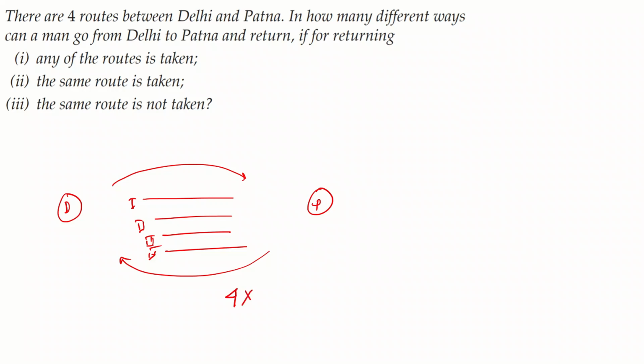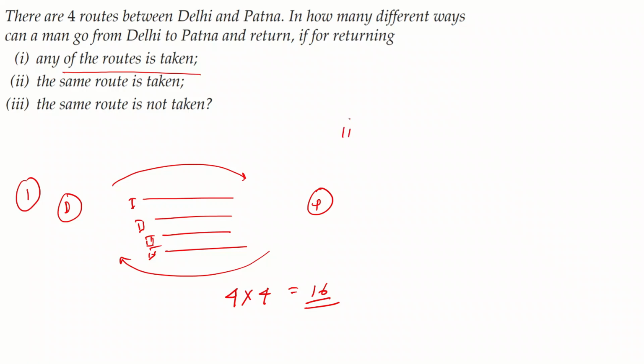And when this is done, remember I'm focusing on this done. Please make sure that you have seen the previous videos on why I'm focusing on this. So when this is done, he can again take any route, because the question says he can take any route for his downward journey. So he again has 4 ways or 4 options to return. So in all he has 16 ways to plan his journey. So 16 is the answer for question number 1.